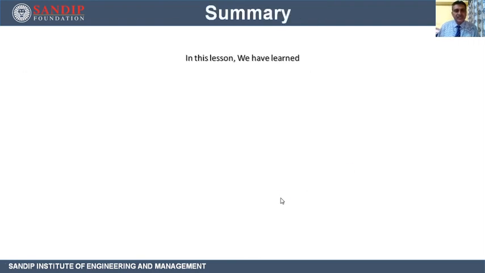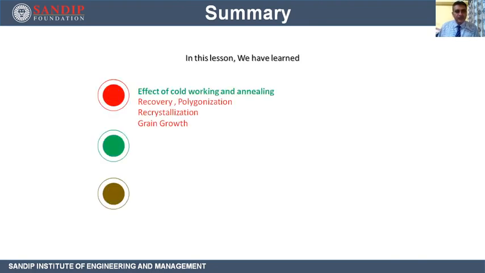Now, I would like to summarize this topic. In this lesson, we have learned about the effect of cold working and annealing. Predominantly, we focused on what happens after annealing, because the effect of cold working we had focused on in the earlier lecture also. Annealing is done in three stages. The first one is recovery, in which we understood the concept of polygonization. Then recrystallization, in which we discussed the recrystallization temperature, the degree of cold work necessary for recrystallization, and recrystallization temperature as a function of certain factors. So we discussed all five factors. Then came the grain growth. Thank you.